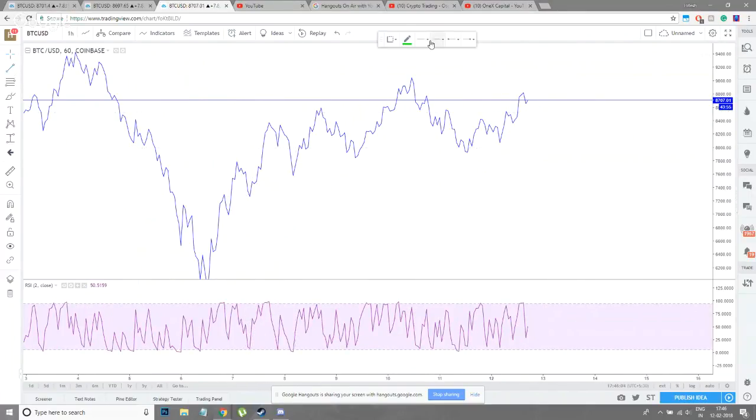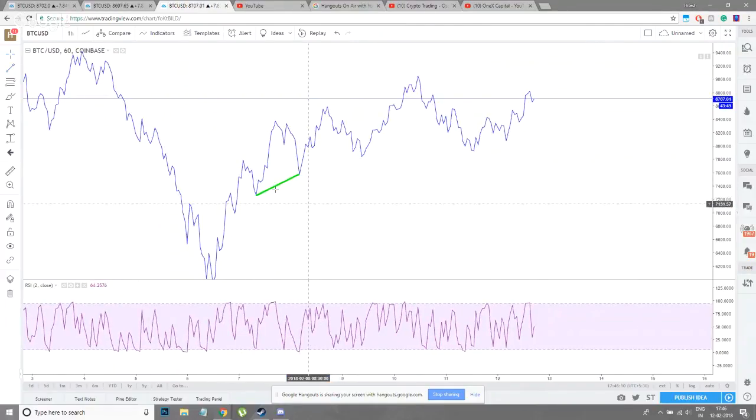So this is how you make a divergence, how you draw a divergence. And this is supposed to identify if the RSI is able to indicate any strength in the trend that has changed since the last time, right?